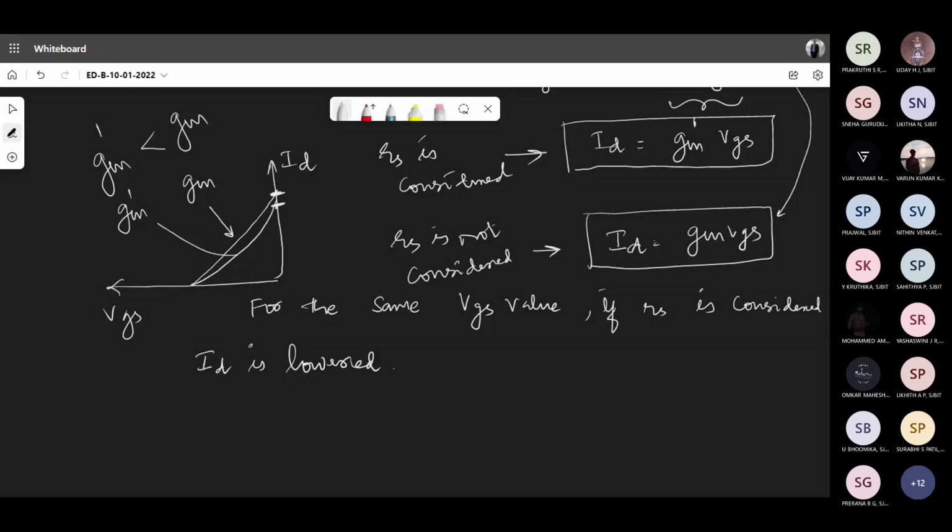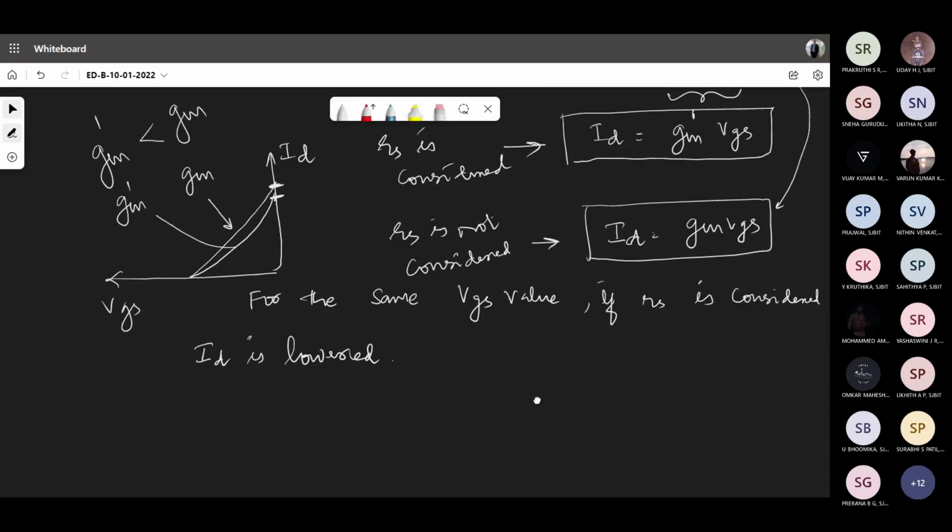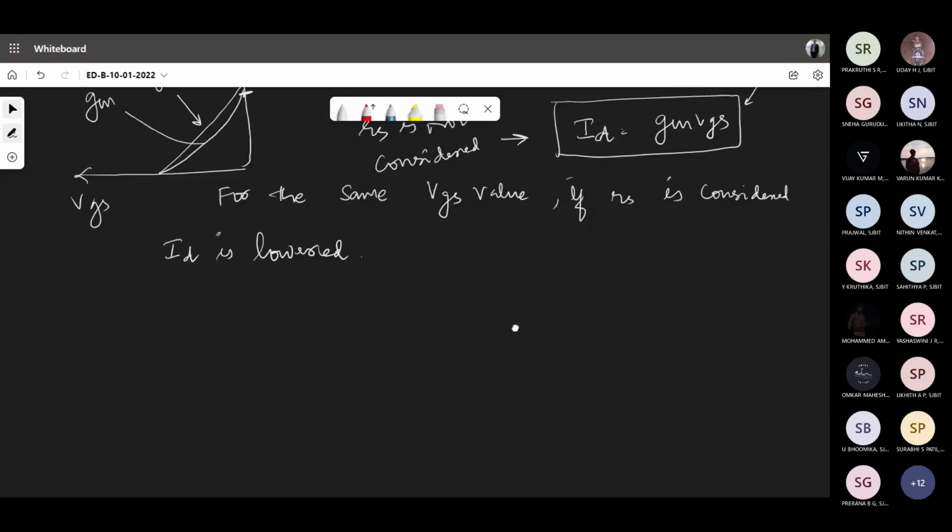So we get to know that any presence of source resistance will always reduce the current value. If the output current is reducing, ID is the output current, it is very obvious that the gain will also come down. But the advantage is bandwidth is increasing, because we saw in the very beginning that gain and bandwidth product is always a constant value. If the gain is coming down, the bandwidth should automatically go up.